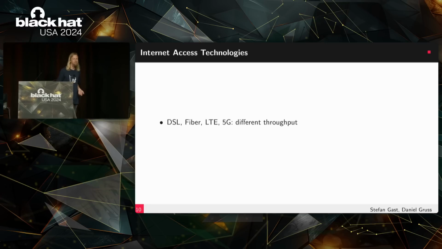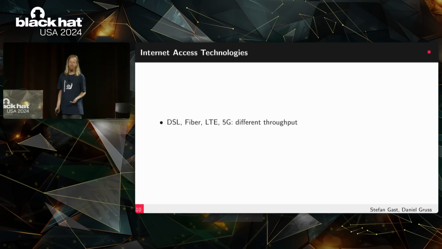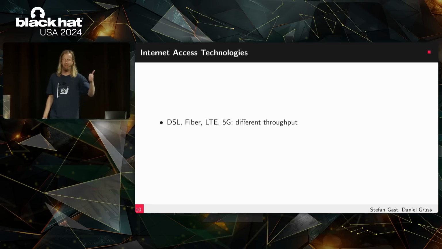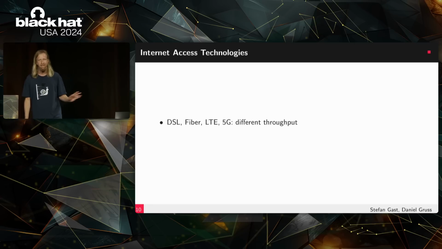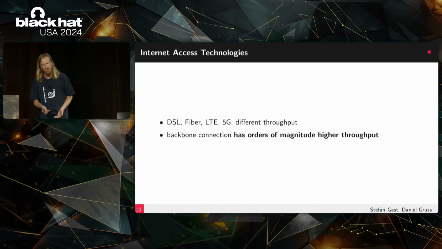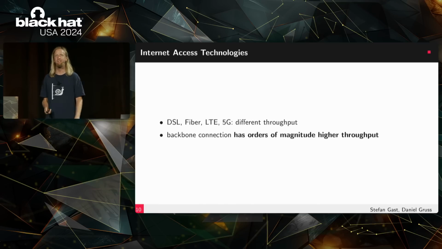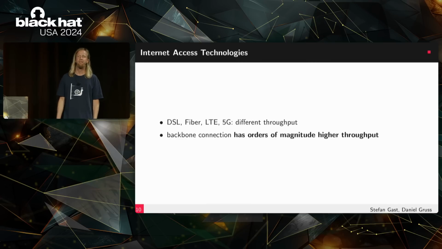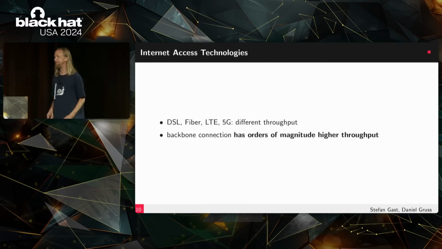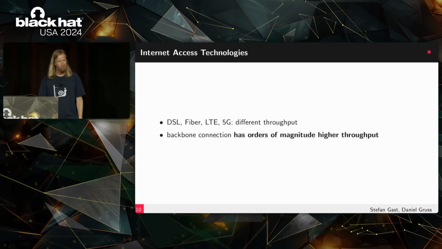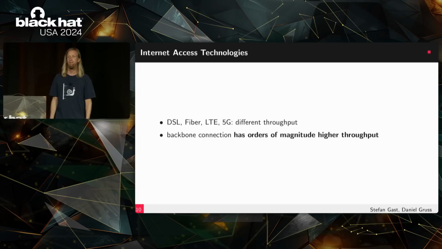For that, to understand, you have to know that there are different internet access technologies, for example, DSL, fiber, and others. They all have different throughput, but they are all magnitudes slower than backbone internet connections. So obviously there's a bottleneck next to the end device of the victim.